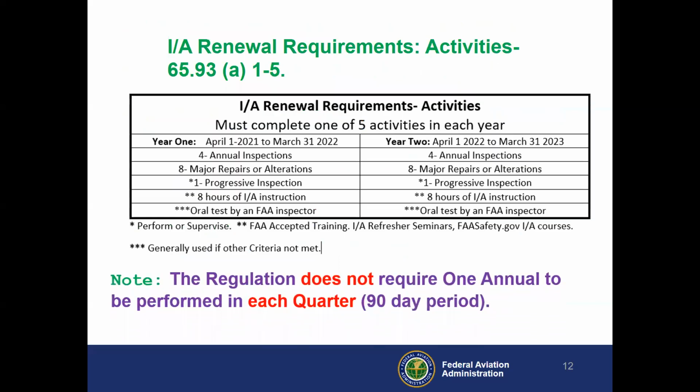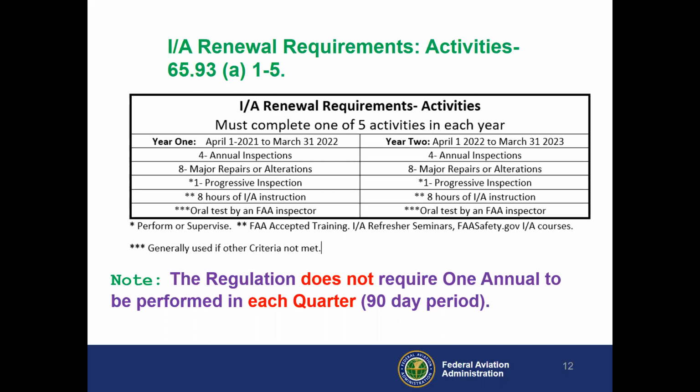So the activities for renewal are covered in 65.93(a), 1 through 5. Here's a chart that kind of shows that. So in year 1, April 1st, 2021 to March 31st of 2022, you should have one of those 5 activities: 4 annual inspections, 8 major repairs or alterations, 1 progressive inspection, or 8 hours of IA instruction or training, or an oral test by an FAA inspector. Now, the oral test is usually only used if one of those other criteria are not met. And those same requirements are required in year 2.